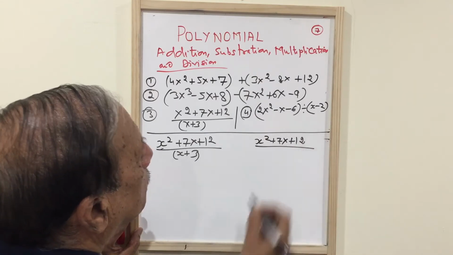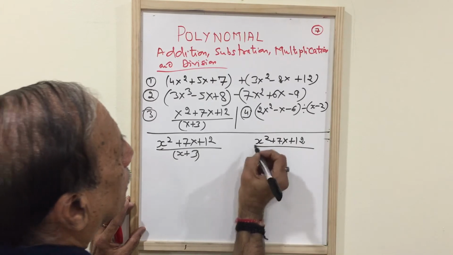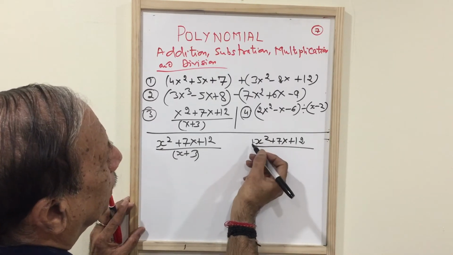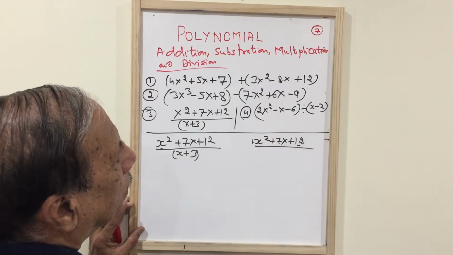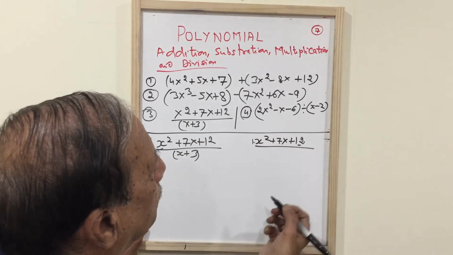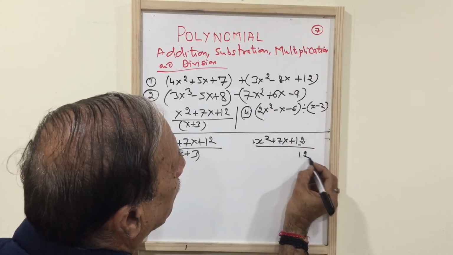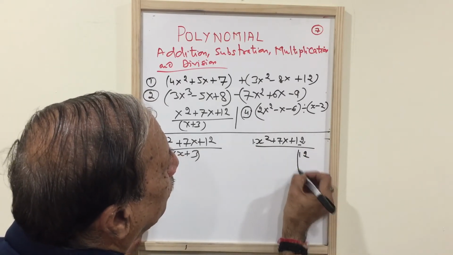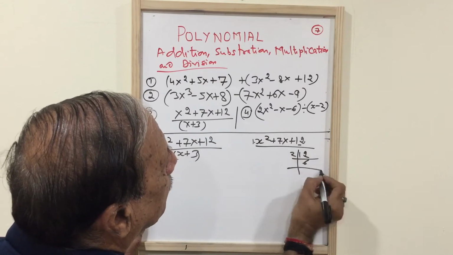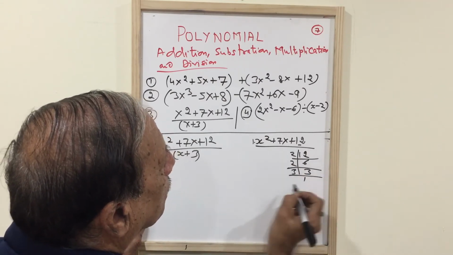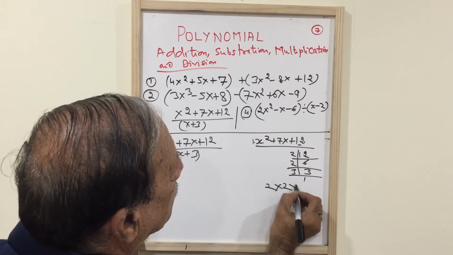And this is the equation. So the coefficient of x square is 1 and the constant number is 12. We have to multiply 1 by 12, that comes to 12. We have to factorize 12. So if we factor it like this, this comes to 2 into 2 into 3.